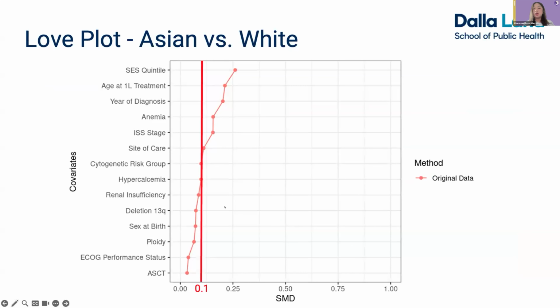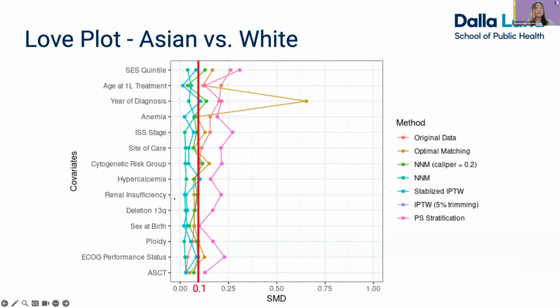So here, this is a plot that's showing the standardized mean differences of different covariates. This plot is also called a love plot. Here's an example of Asian versus white, where the straight line you see in here is the threshold of 0.1 of standardized mean difference, and the dotted line is showing the standardized mean differences in the original data. And after applying the 7 propensity score methods, as you can see, most of the lines fall below or around 0.1, indicating sufficient covariate balance.